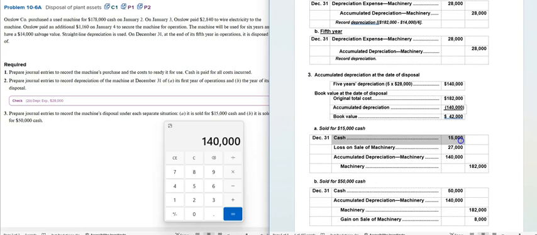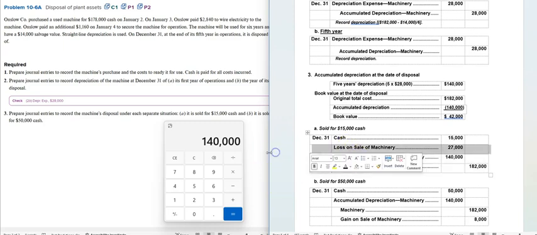The 2 accounts that have an amount related to this asset are the asset account itself, machinery. So we need to decrease the machinery account, getting rid of that entire asset value. We are going to decrease accumulated depreciation. We don't want depreciation on an asset we no longer own.